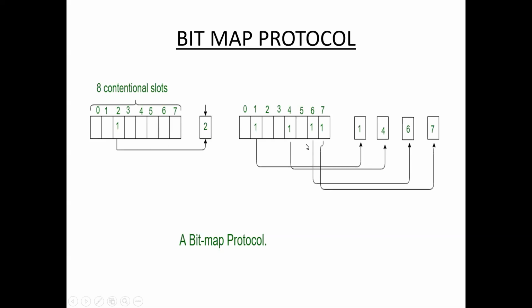So this is another example. Here stations 1, 4, 6, 7 have to send the frame. Station 1 has to send the frame, so place bit 1 in slot 1. Suppose station 0 has to send the frame, place 1 in slot 0. Next, station 4 has to send the frame, so place 1 in slot 4. Station 6 has to send the frame, so place 1 in slot 6. Next, station 7 has to send the frame, so place 1 in slot 7. Okay, so this is the bitmap protocol.